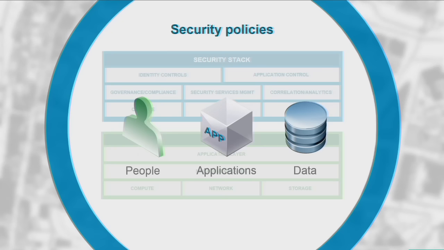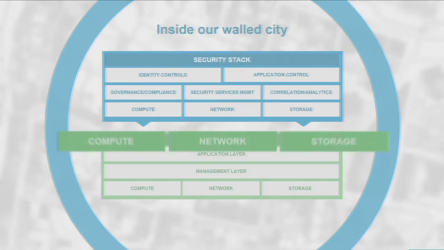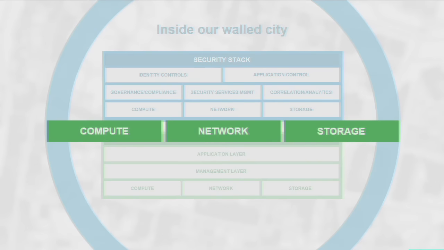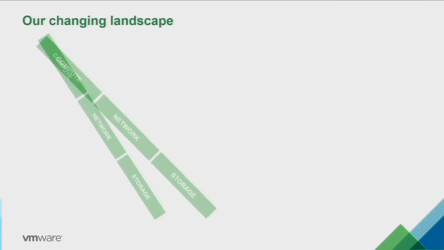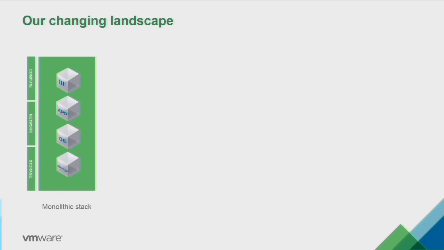Because when you try to implement this at the infrastructure layer, historically that layer, which is compute, network, storage, in the early days of computers, in the mainframe era, in the early client-server era, was a monolithic stack. So if you tried to implement that policy or implement a control in the compute infrastructure or the network infrastructure, or on your storage, it had a natural alignment to the application it was trying to protect or the data that it was trying to protect.